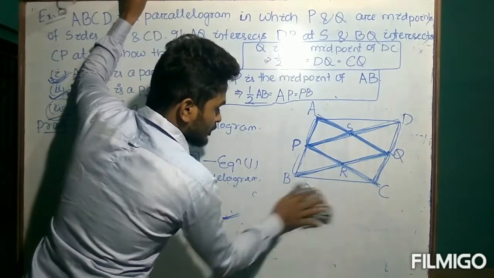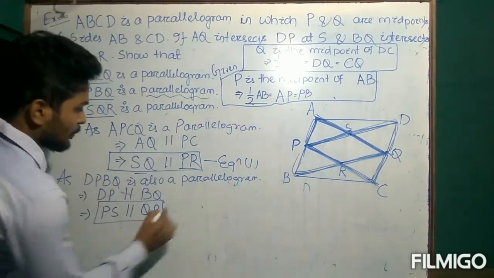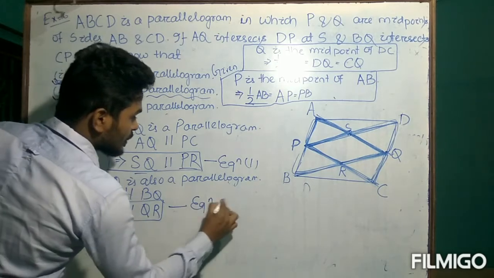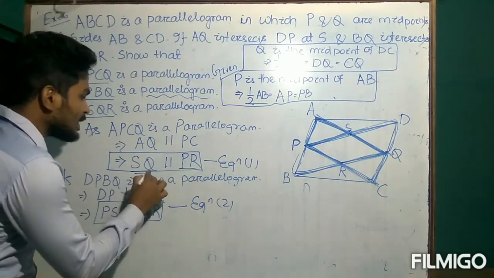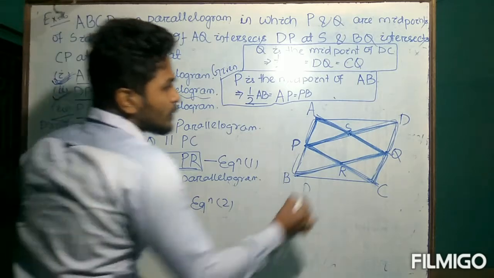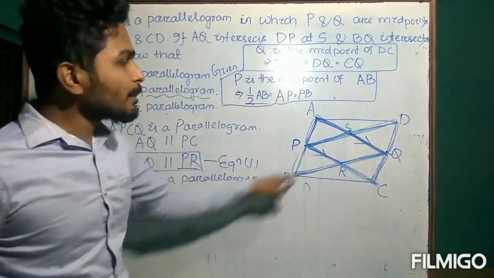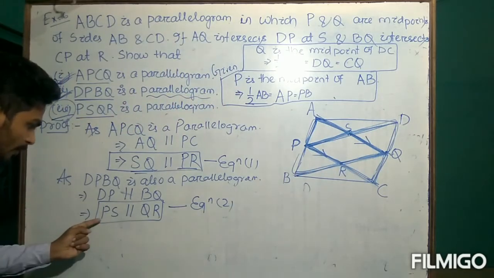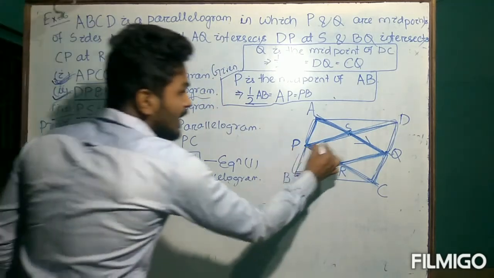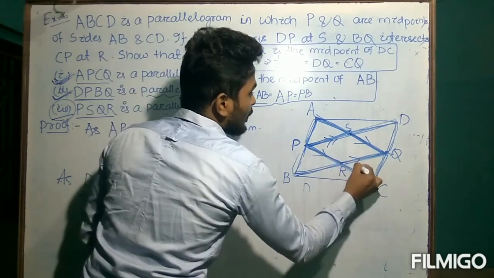So this is the second equation, equation 2. From equation 1, what have we got? We have got SQ is parallel to PR. I have marked it symbolically. And in equation 2 we have found PS is parallel to QR.